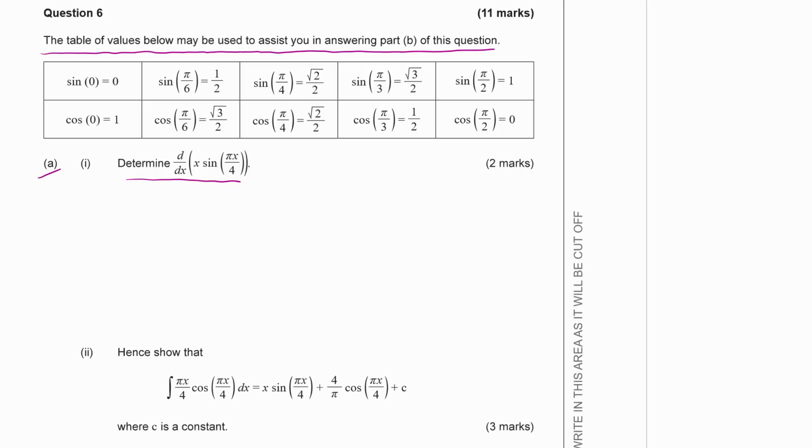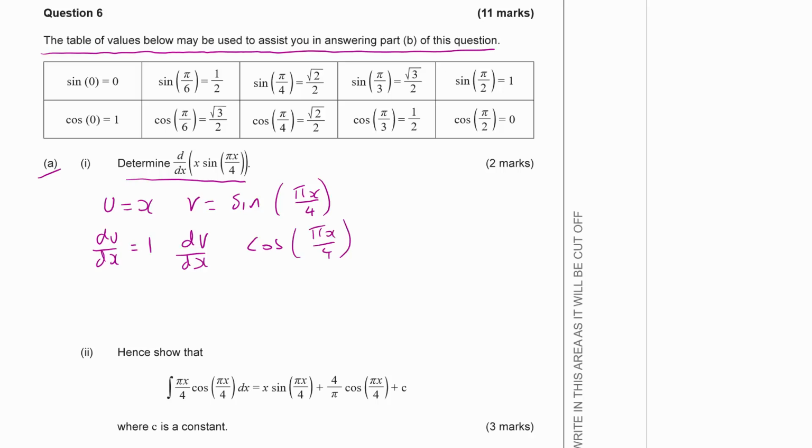So first of all, we want to differentiate this, and it's a product. So u is equal to x, v is equal to sine pi x over 4. du dx, therefore, is equal to 1. dv dx, well, when we differentiate sine, it goes to cos. So we're going to get pi x over 4 in here because the argument never changes. That's the thing inside the function. But we know we have to use the chain rule here, and the differential of the inside is pi by 4.